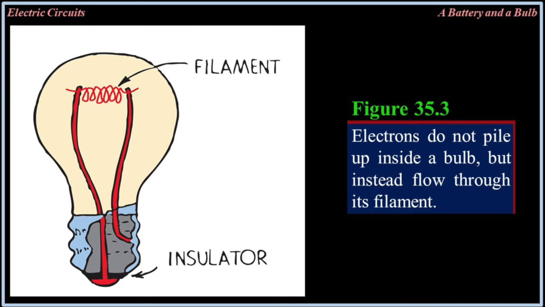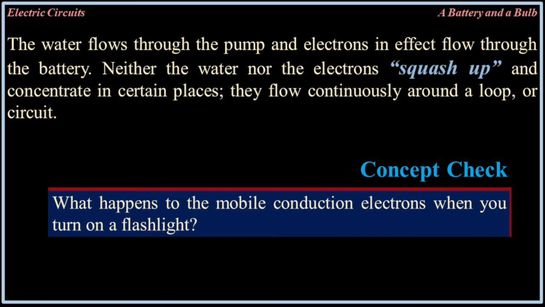Figure 35.3: electrons do not pile up inside a bulb, but instead flow through its filaments. The water flows through the pump, and the electrons, in effect, flow through the battery. Neither the water nor the electrons squash up and concentrate in certain places. They flow continuously around a loop or circuit.